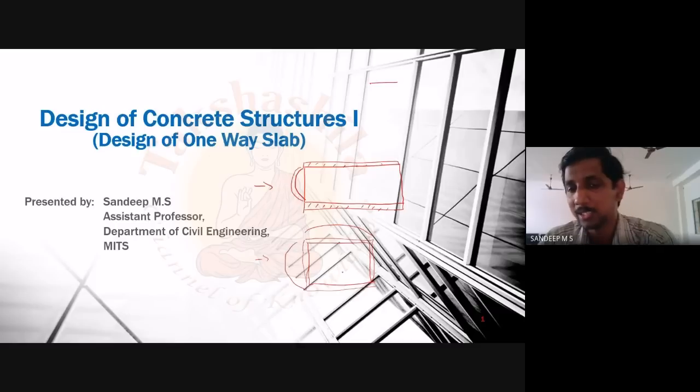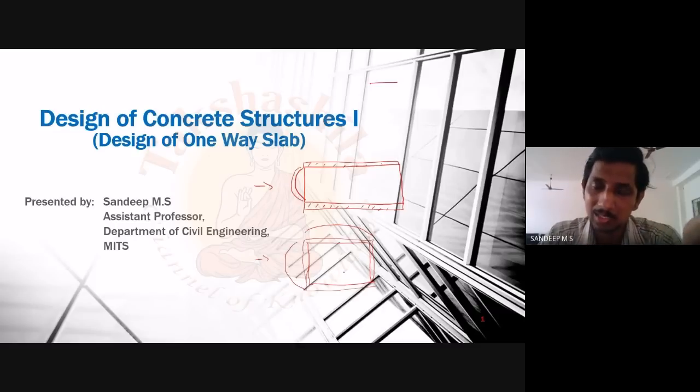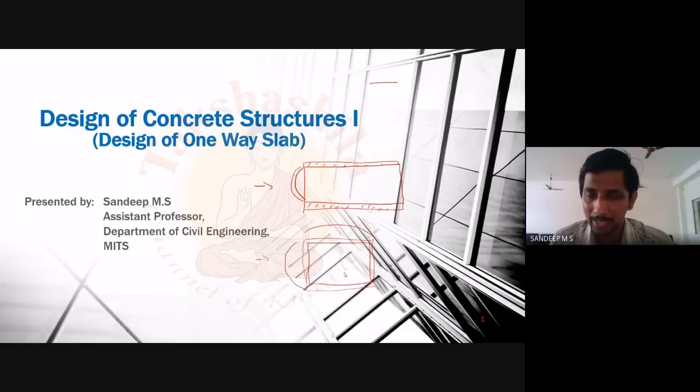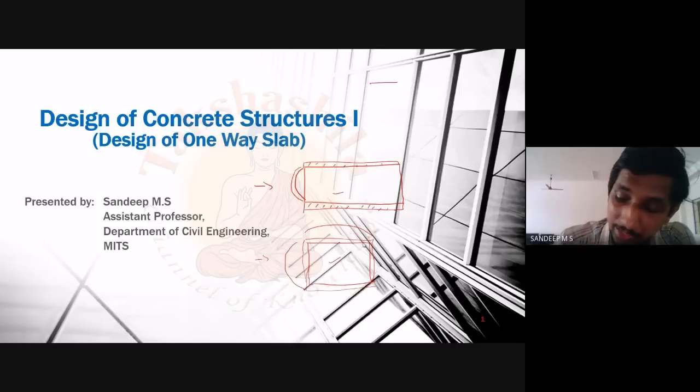So based on how the slab bends when it is subjected to load, we have classified slabs into two cases. That is, one is one-way slab and another one is two-way slab. As the name suggests, one-way slab means the bending will be predominant along one direction alone. As in this case, the bending will be predominant along one direction. Whereas in the case of two-way slab, the bending will be predominant in both directions. Okay, so that is how this classification is made.